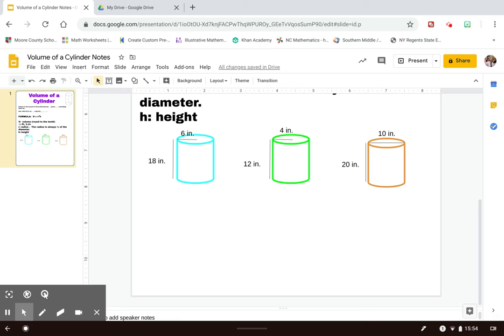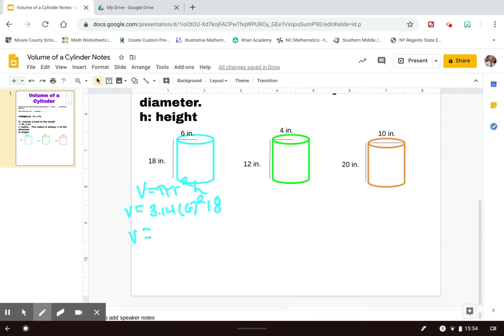If I look at my first cylinder, I have a height of 18 and a radius of 6. If I start with V equals pi r squared times the height, my volume is going to equal 3.14, because that's pi. My radius is 6, so it's going to be 6 squared. And then my height is 18.